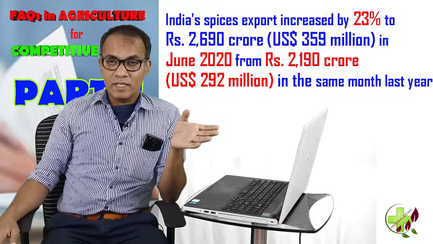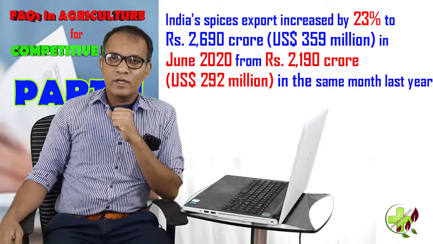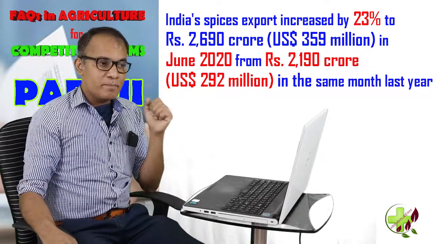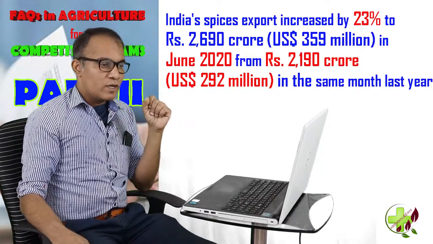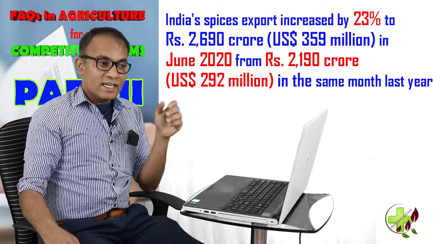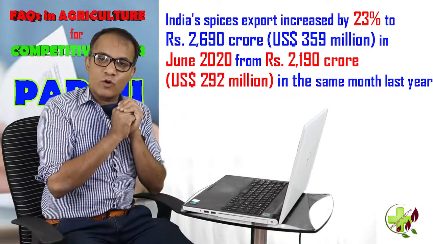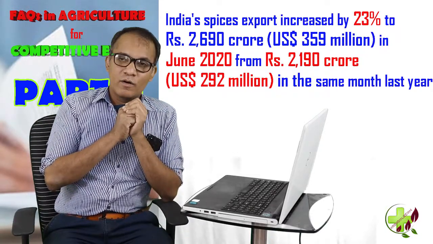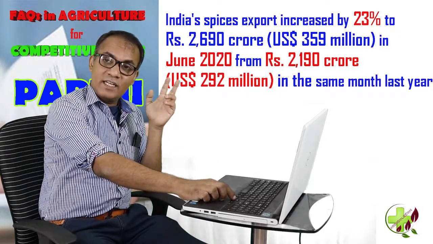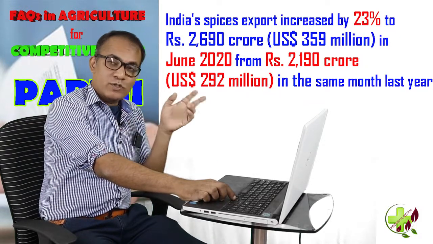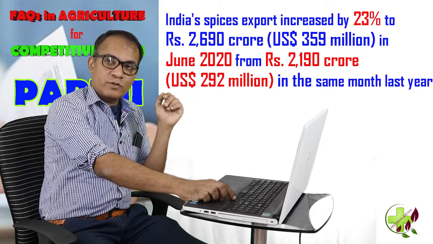India's spices export increased by 23% to 2690 crore rupees, 359 million US dollars, in June 2020 from 2190 crore rupees, 290 million US dollars, in the same month last year. That means 2190 crore rupees was the export in June 2019, which increased 23% to reach 2690 crore rupees by 2020.